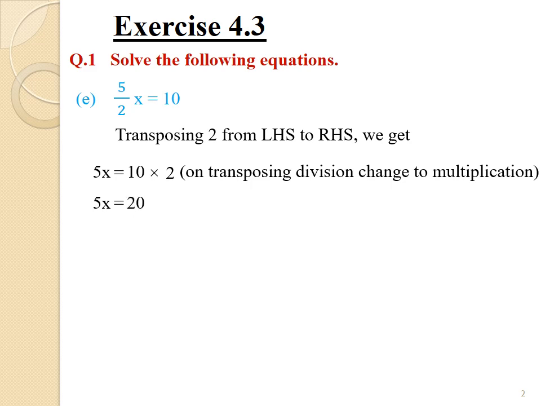Students, now to get only x, we have to transpose 5 from left hand side to right hand side in order to separate variable x. So, let's transpose 5 from left hand side to right hand side by changing its sign from multiplication to division. Now, transposing 5 from left hand side to right hand side, we get x equals to 20 upon 5.